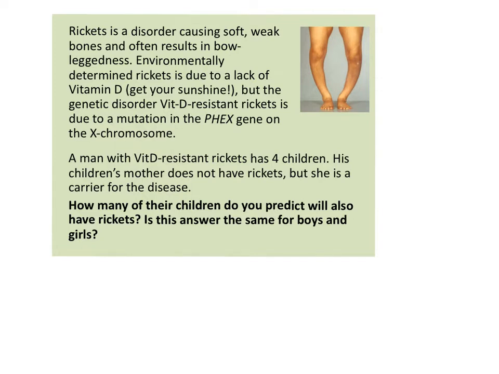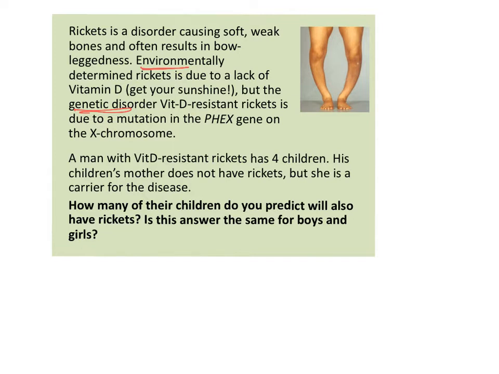Rickets is a disorder causing soft, weak bones, often resulting in bow-leggedness. There are two types of rickets. One is environmentally determined due to a lack of vitamin D, which comes from exposure to the sun. And then there's also a genetic disorder, also called vitamin D resistant rickets. And that's due to a mutation on the X chromosome.